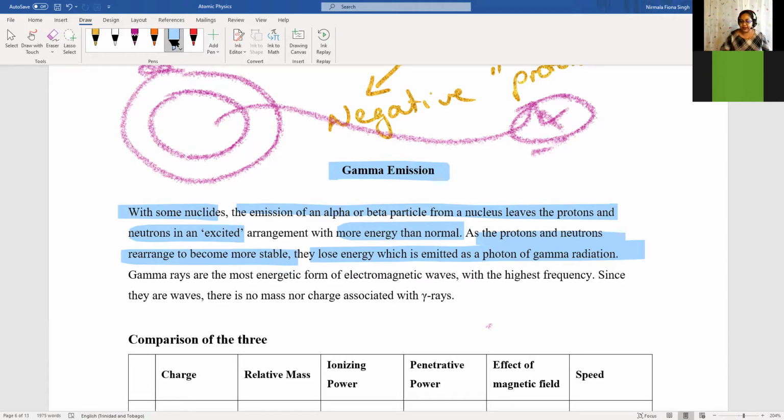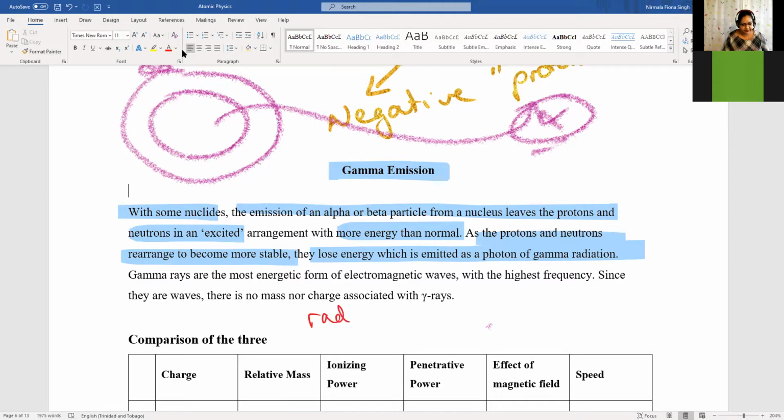But a photon is essentially a little packet of energy of any form of electromagnetic radiation, which could be, you know, radio waves, infrared, light, UV, X-ray, gamma. Any of these emit energy in what we call photons. So in order for your atom to stabilize itself and to get nice and settled, it's just going to shoot out a photon of gamma radiation.